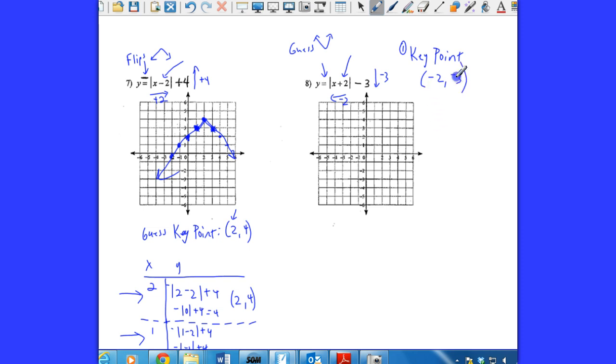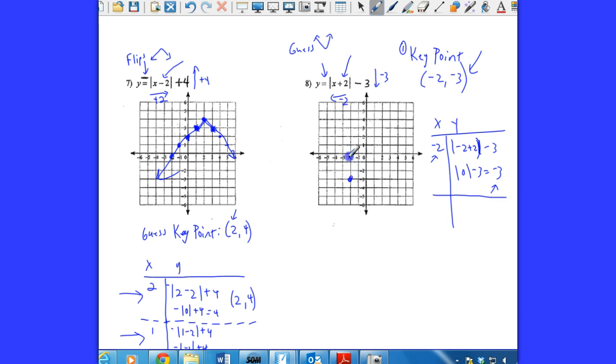Okay, -2, -3. So let's plug it into the equation, x and y. I'm going to plug in -2 into the absolute value of -2 plus 2, minus 3. That's absolute value, not a parenthesis. Okay, the absolute value of -2 plus 2 is 0, minus 3, well that's easy, that's -3. So I have the point -2, -3, which is exactly what I guessed right there. -2, -3. All right, let's pick key points around it.